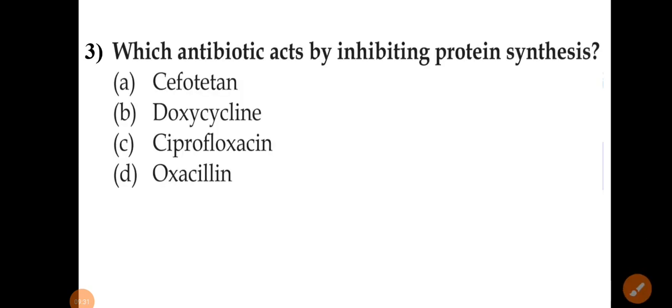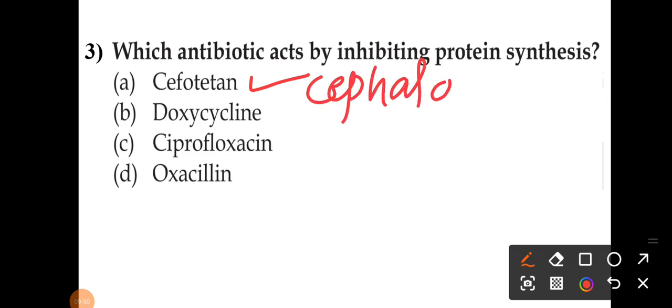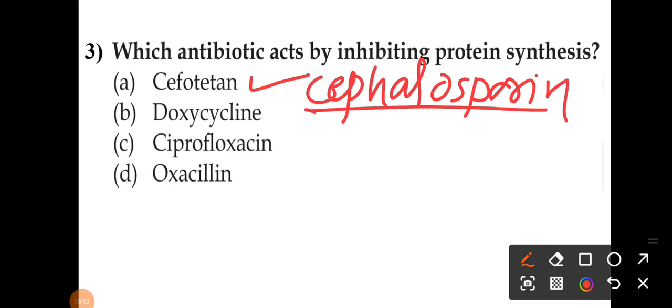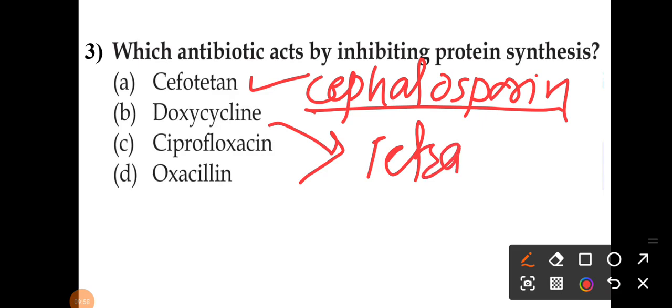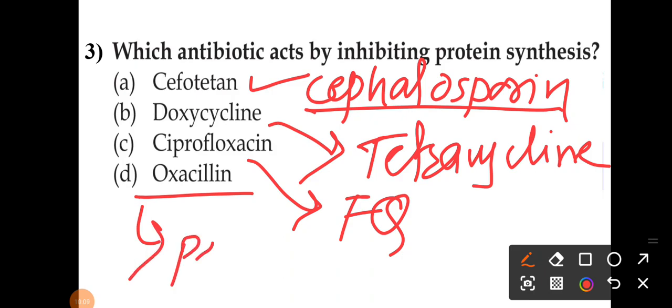Okay, the next one: which antibiotic acts by inhibiting protein synthesis? What are the options? Cefotaxime, doxycycline, ciprofloxacin, and oxacillin. Cefotaxime is your cephalosporin, which means it is a beta lactam antibiotic. Then doxycycline is from your tetracyclines. Ciprofloxacin is again a fluoroquinolone, and oxacillin is your penicillin.